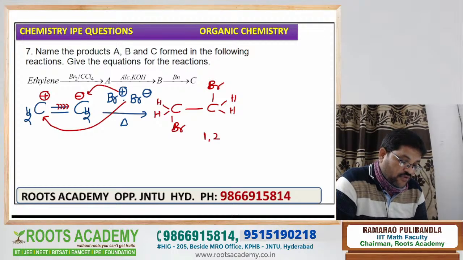You get 1,2-dibromoethane. Tell me what you get, student? 1,2-dibromoethane, right? That is the A. So 1,2-dibromoethane is the A.